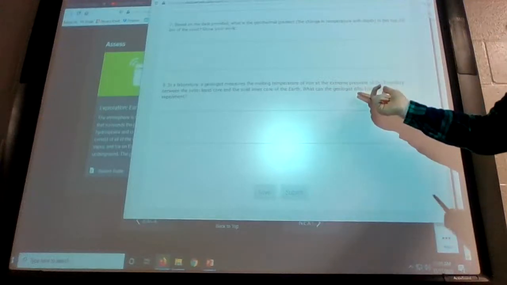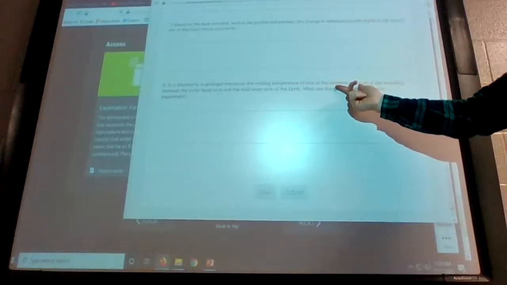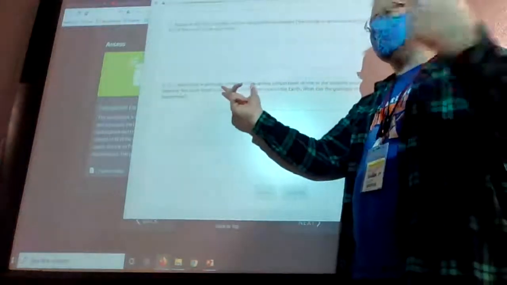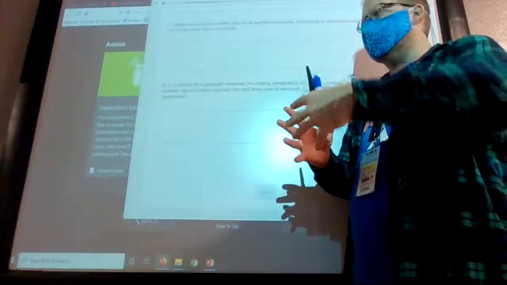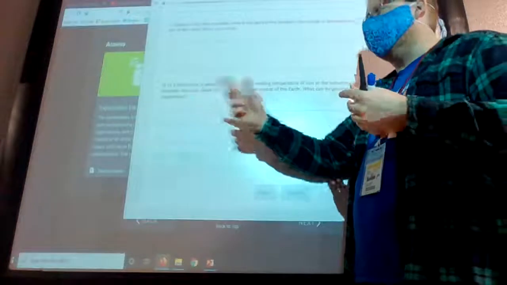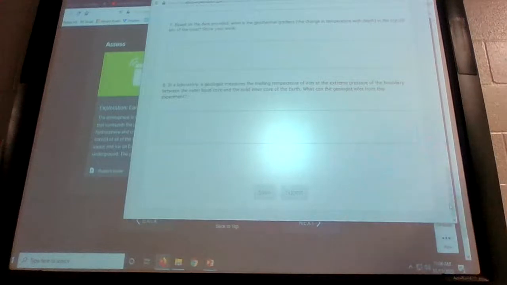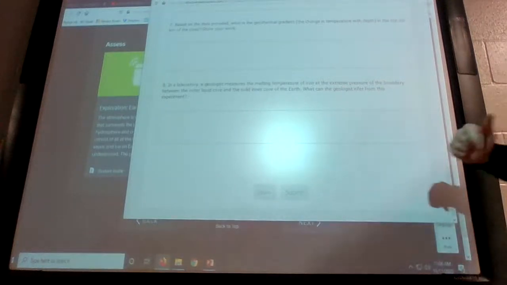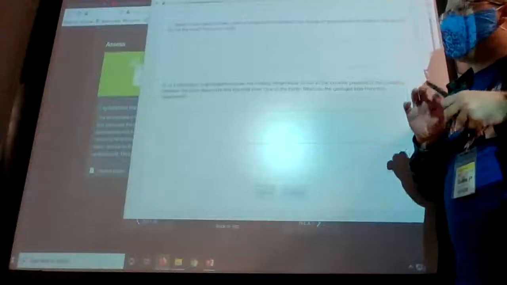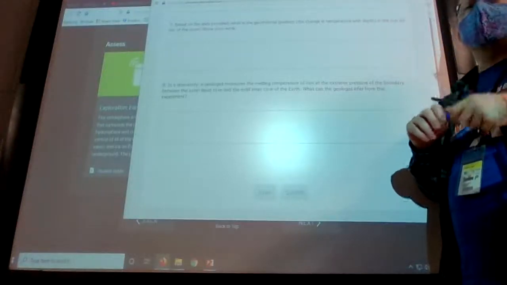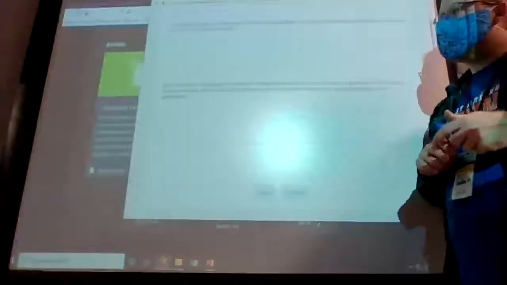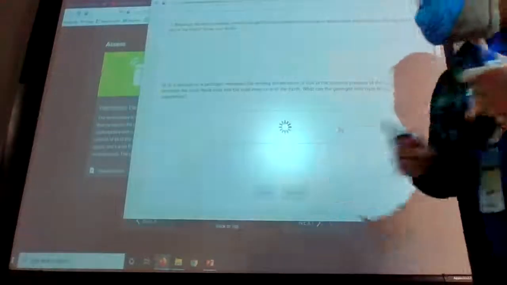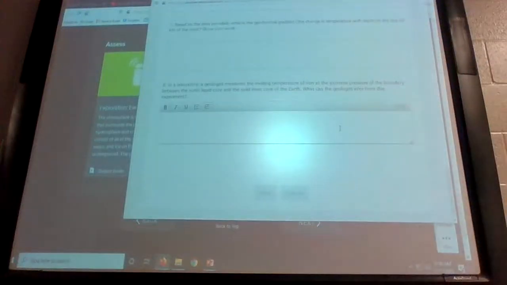What can the geologists infer from this experiment? Because they're asking about pressure. Even though they're at the same temperature, the pressure in the inner core is enough to keep it in a solid state. Where your outer core, there's not as much pressure, so it's melted. And when you get done typing that answer, I believe go ahead and hit submit. If it doesn't work the way I think it works, then we will just have to do it.